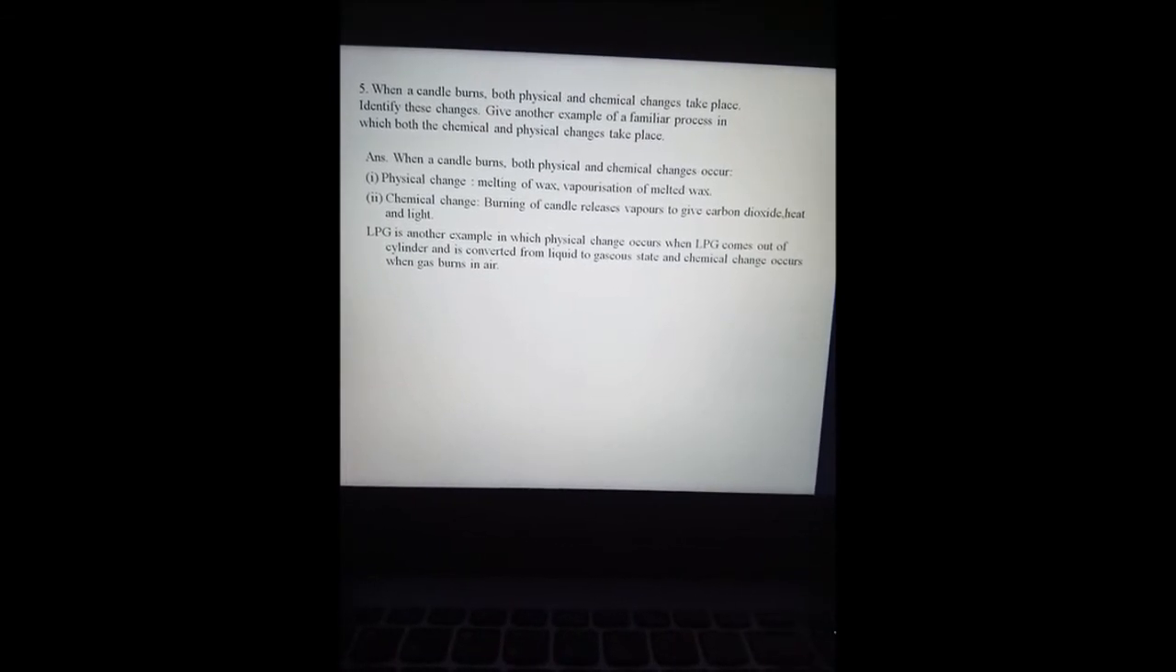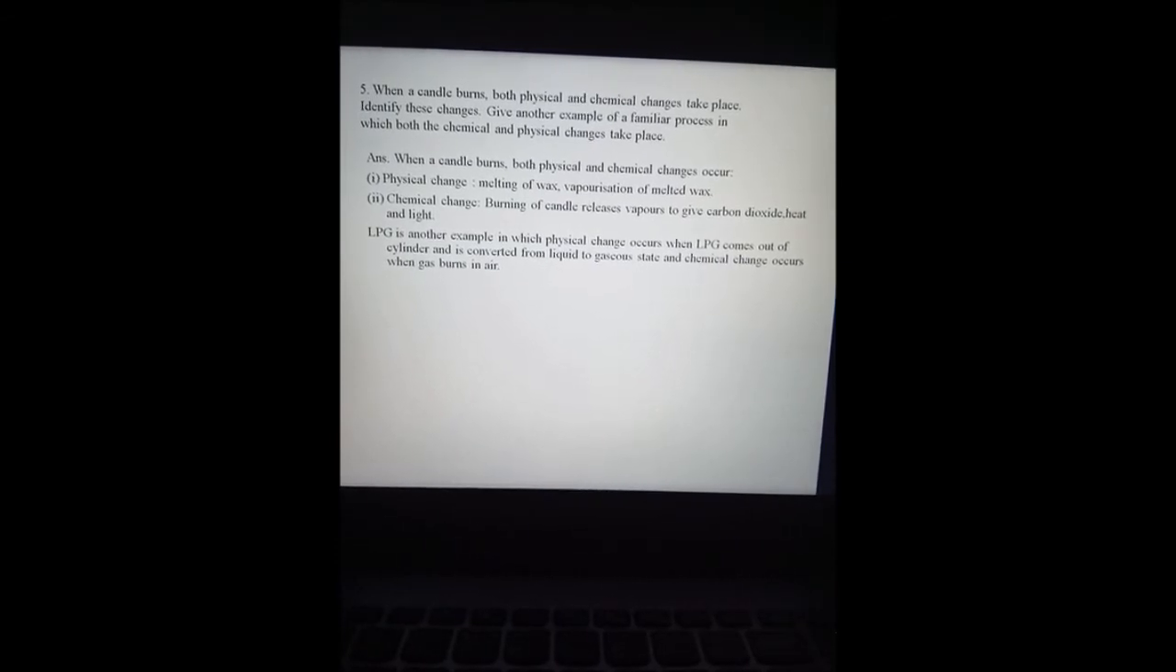The other example just like this is LPG. LPG is a substance in which physical change is when LPG comes out of the cylinder and is converted from liquid to gaseous state, and chemical change occurs when the gas burns in air. This we can see in our daily household use, like when we cook food we use gas.